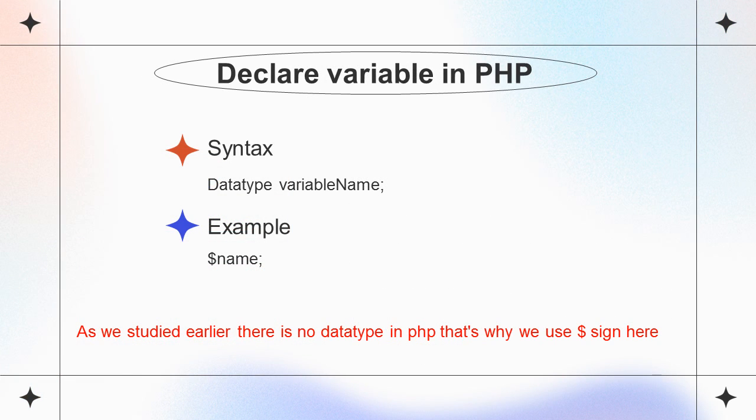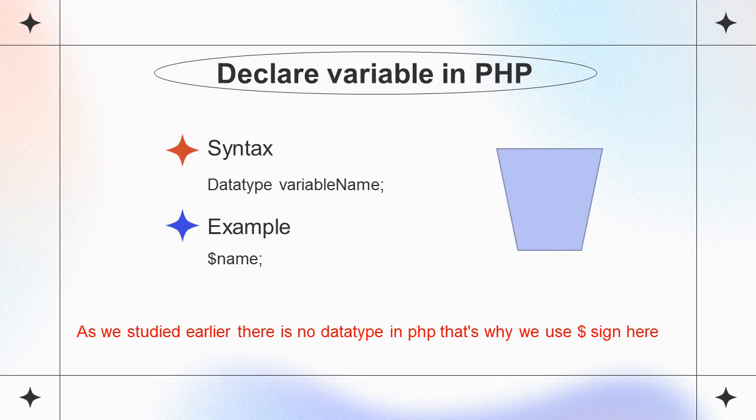How do we declare a variable in PHP? The syntax of declaring a variable in PHP is data type, variable name and semicolon. Every line is terminated by a semicolon. As we already discussed, there is no data type in PHP. We have to use the dollar sign here. Dollar is the data type here and the variable name is name.